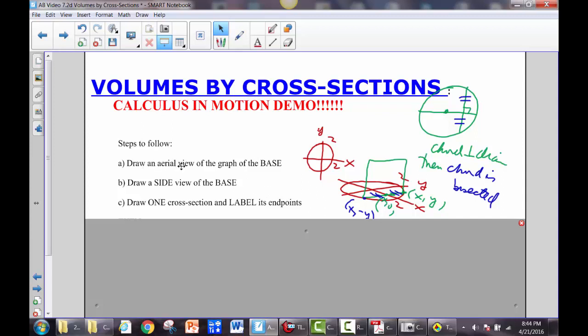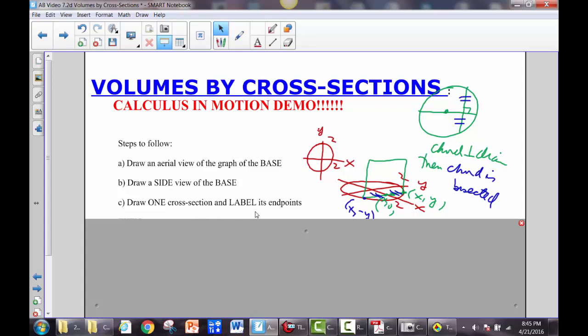The first thing you're going to do is draw an aerial view of the graph of the base. So let's say they tell you the base is x squared plus y squared equals 4, which is this circle. So that's what it looks like from above. Then draw a side view of the base. So you're going to take your x-axis and put it here. It's kind of like a big X for your x and y axis. And then your circle becomes more like an oval, from looking at it from the side.